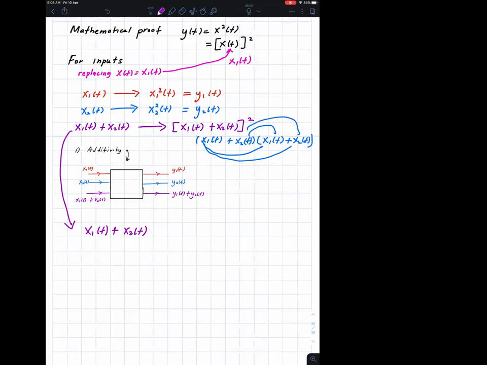x1 squared t, plus 2 x1 t x2 t, plus x2 squared t. Yes. Okay.